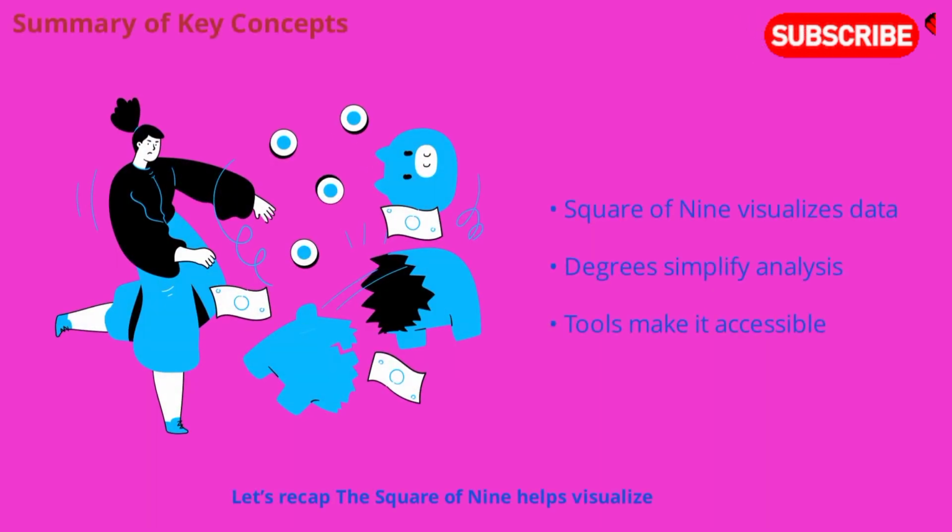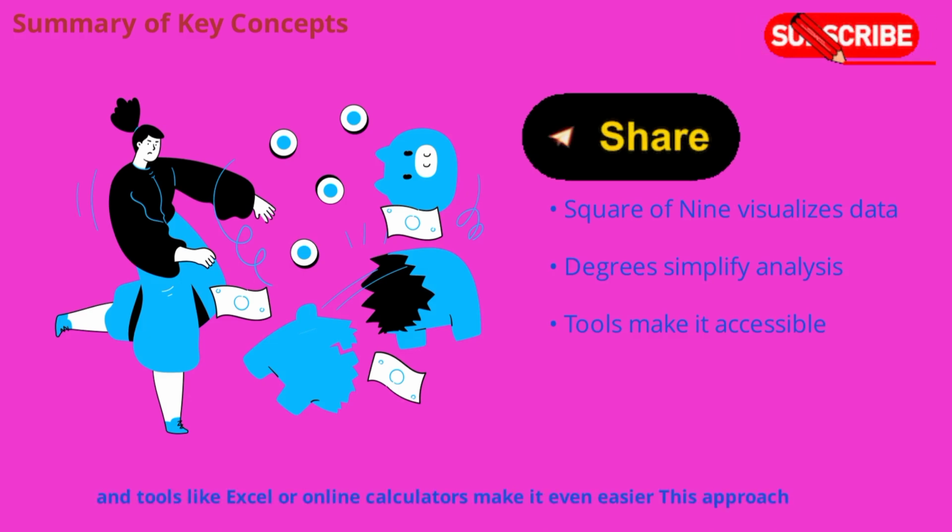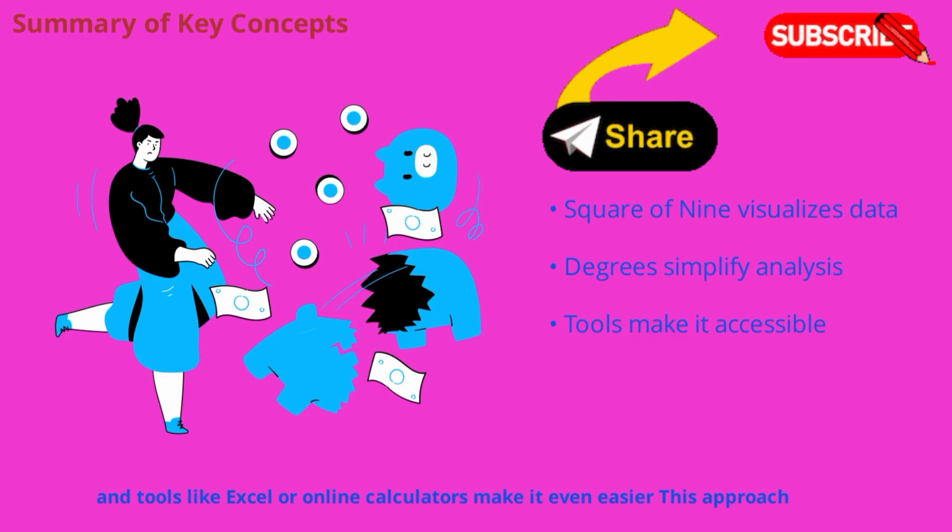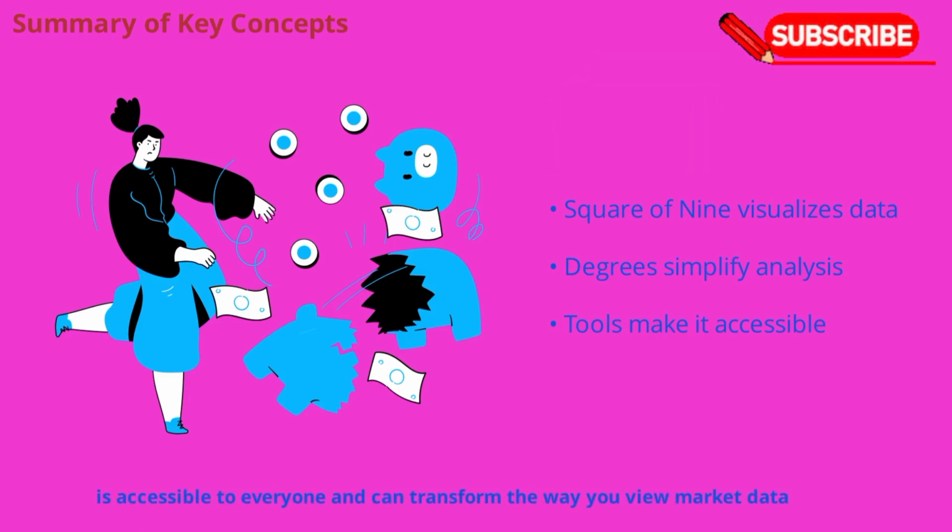Let's recap. The square of 9 helps visualize the spatial relationship between price and time. By converting these values into degrees of a circle, you gain a powerful tool for market analysis. The conversion formula is simple, and tools like Excel or online calculators make it even easier. This approach, attributed to Carl Fuchsia, is accessible to everyone and can transform the way you view market data. Remember, every degree tells a story about the market structure.